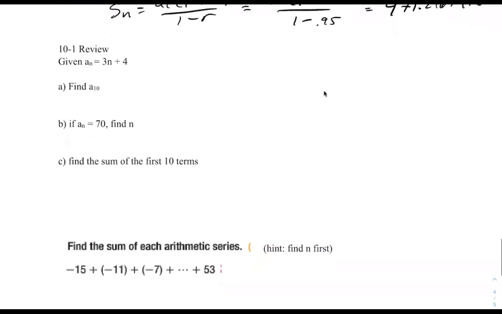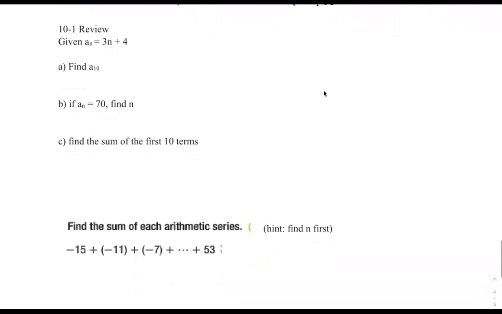Okay, let's do a 10-1 review, because that's what I have here. So remember, 10-1 was about geometry, or 10-2 technically, that's a little typo. It's arithmetic sequences, that's what 10-2 is all about. So given this sequence here, just an arithmetic sequence, let's find A10.